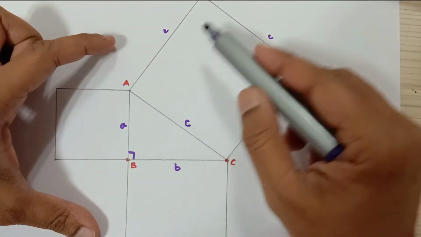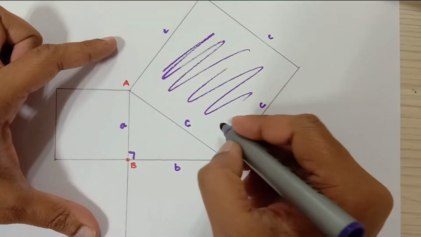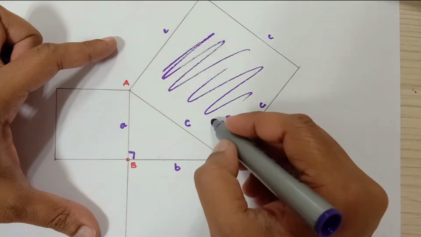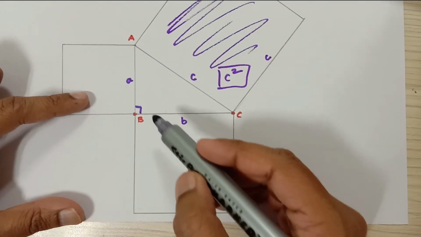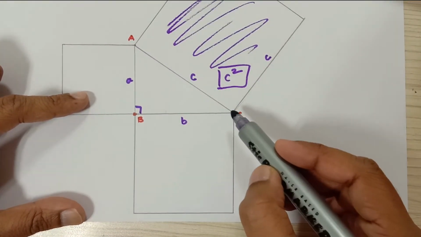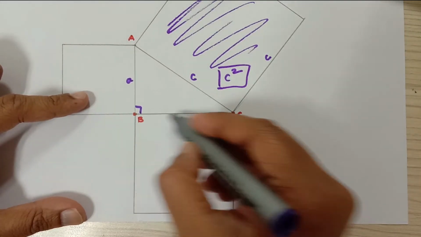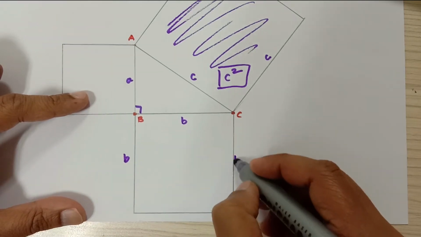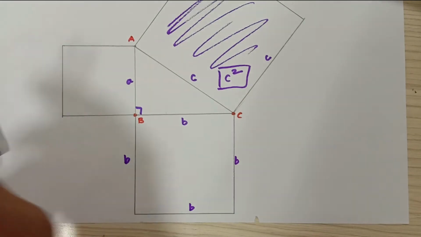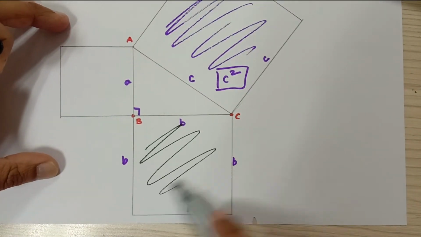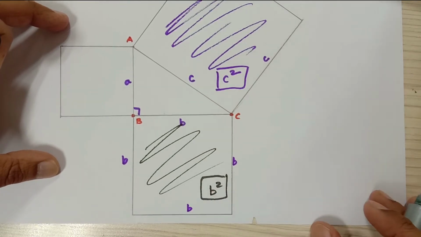That means the area of this square, that means this part area, is length into breadth, that will be C square. So C square is going to be the area of this particular square, and another square I have constructed over here whose one side is equal to the length of the base. So if this is base B length, then this is also B. All square sides are equal, and the area of this particular square is going to be B square, length into breadth, right?